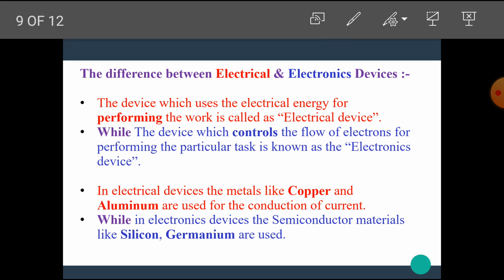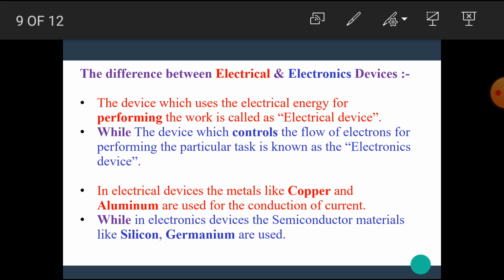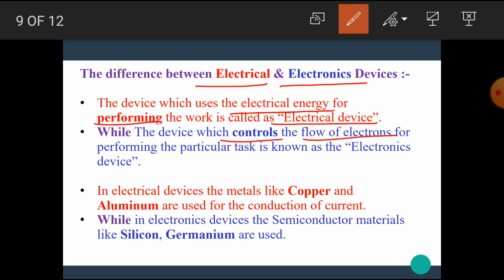Now let's see the introduction of electronics. First of all, we have to know what electronics is. We often get confused between the electrical and electronic terms. So first of all, let's see the difference between electrical and electronic devices. The devices which use electrical energy for performing their work are called electrical devices, while the devices which control the flow of electrons for performing a particular task are known as electronic devices.